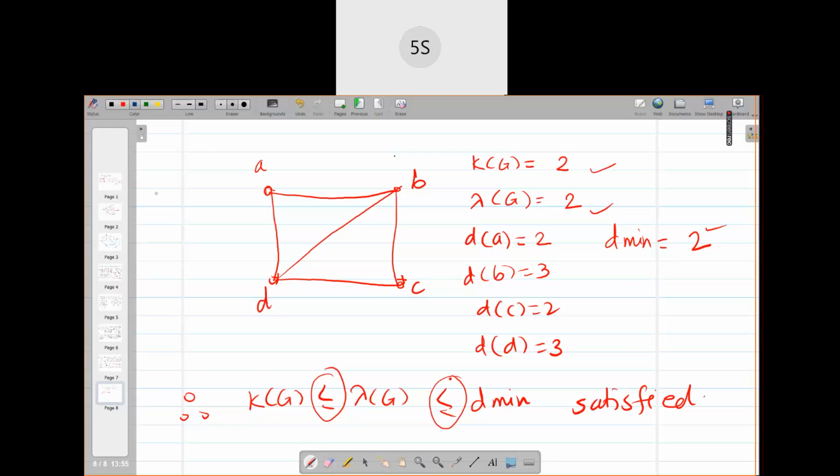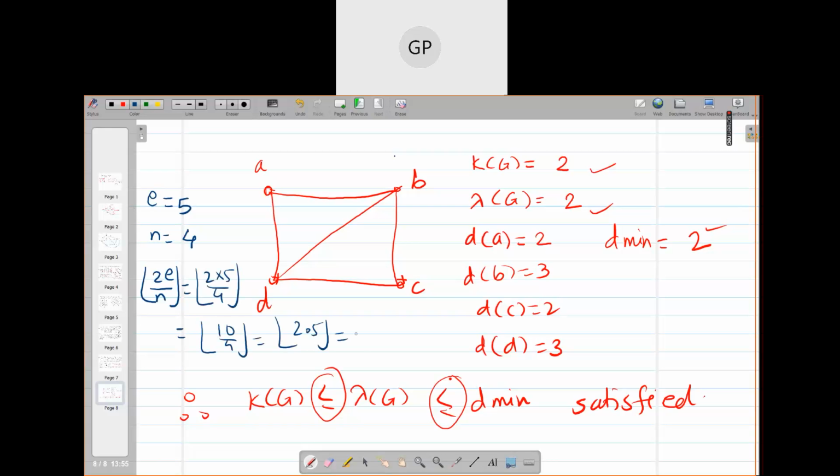Yes, ma'am. Now tell me, how many edges are there in this graph? 5. And how many vertices? 4. So what is the integer part of 2e by n? 2 into 5 by 4, that is 10 by 4, that is 2.5, that is 2. So is this also being satisfied? Kappa G is less than or equal to lambda G is less than or equal to the integer part of 2e by n is also satisfied, right?